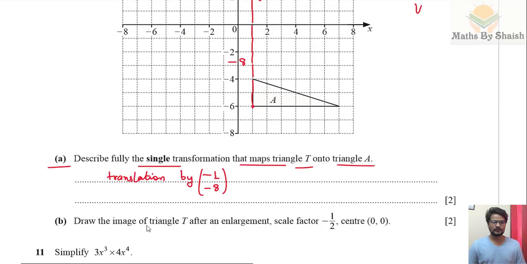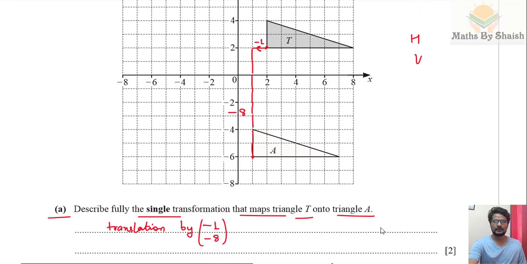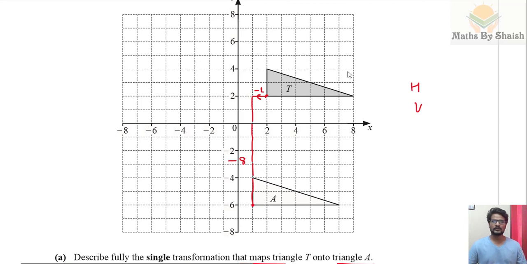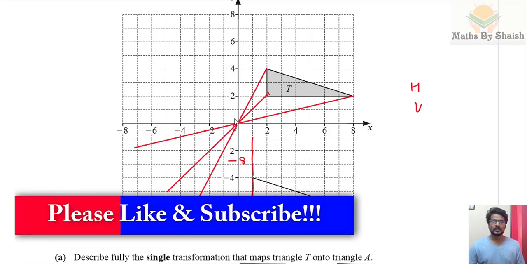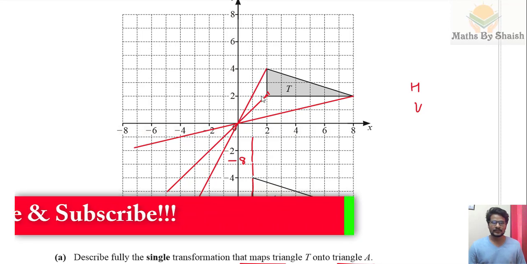B part, draw the image of triangle T after an enlargement scale factor -1/2 and center 0 0. So whenever we have a negative scale factor, it means the center of enlargement is lying between image and object. And here if it is 1/2, so the image of triangle T would be half in size. So anyway, we are going to do it the same way as we do in the enlargement. We will draw the lines from the points to the center of enlargement. So I have joined these points with the center of enlargement, and now we will figure out where the image is going to be. So we can find one by one.